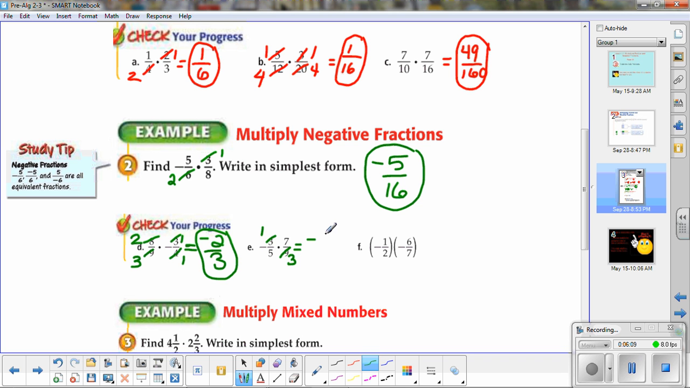1 times 7 is 7. 5 times 3 is 15. So negative 7/15.